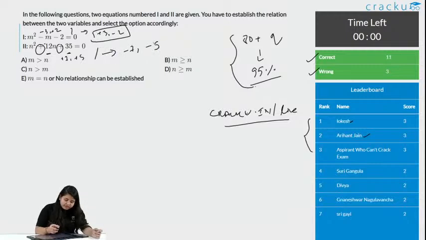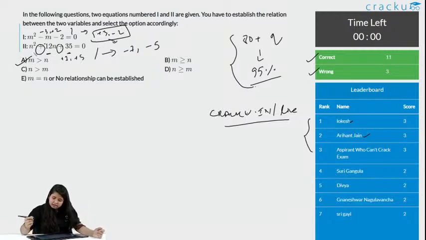Now, on comparing these values, +3 is greater than -7 and +3 is greater than -5. Similarly, -2 is greater than -7 and -2 is again greater than -5. So, what is the answer? It is m is greater than n. Option A is the correct answer. Okay, let us go to the next question.